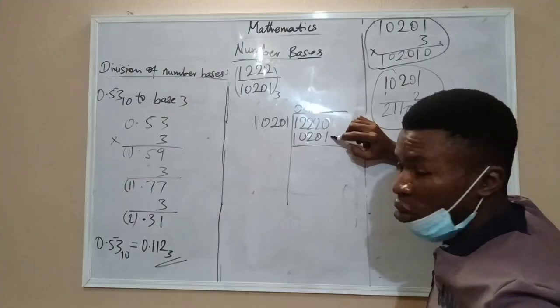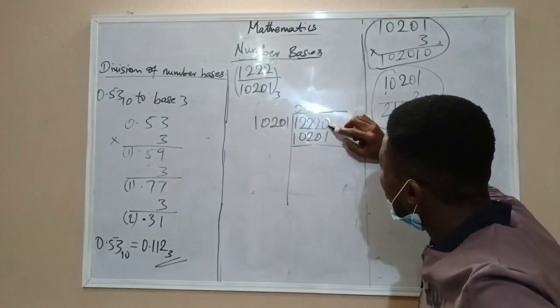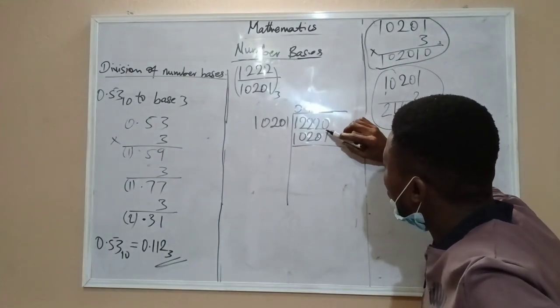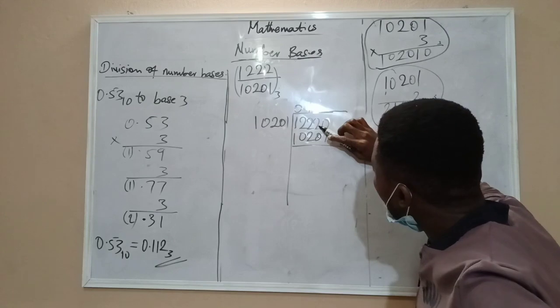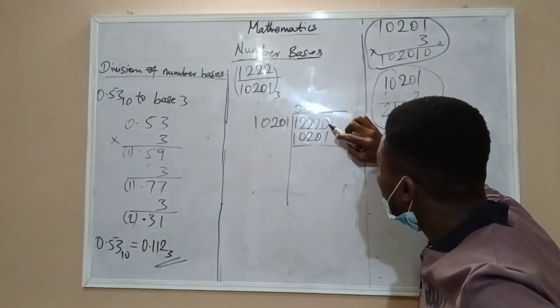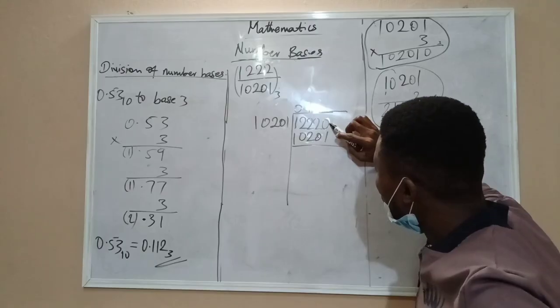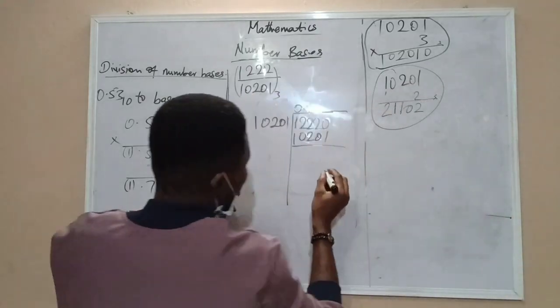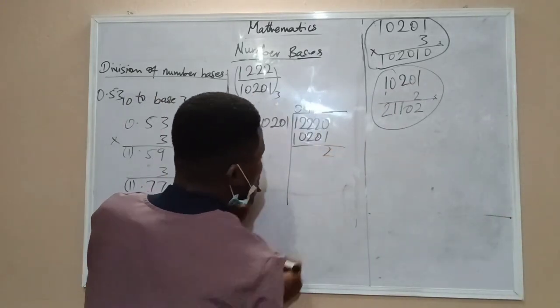remember 0 minus 1 cannot be done, because 0 is nothing. You cannot subtract 1 from nothing. So you take 1 from here, and remember, if you are taking 1, you are taking 3. 3 plus 0 is 3. We already have 3 here. Then 3 minus 1, we have 2.